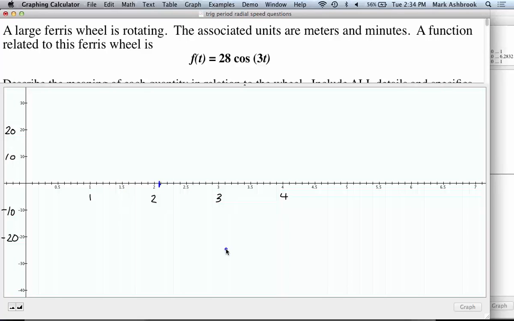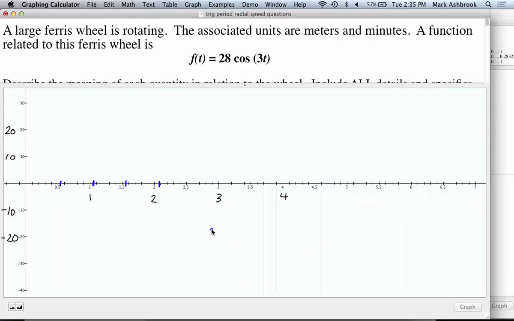We want to break that cycle up into how many pieces? 4 pieces, quarters. So we're going to take 2.09 divided by 4, and we're going to get about 0.52. And then we're going to divide it in half to get halfway, and we'll get 1.5-ish. And then we can take 3/4 of that, or add a quarter plus a half, and we'll get 1.57-ish. So we just broke up the one full period into 4 equal parts.